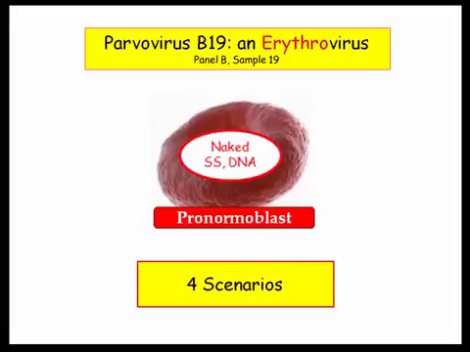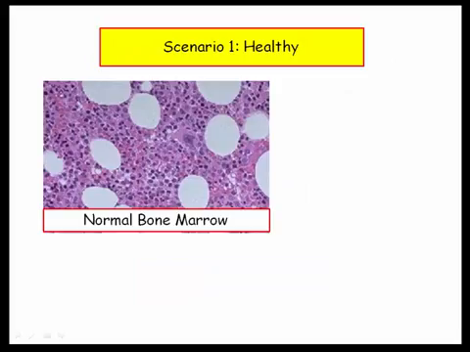So let me start with the hematologic manifestations. There will be 4 specific scenarios. I would quickly highlight the name B19 comes from its original identification. The virus was discovered as a false positive screen on blood samples being tested for hepatitis virus. The false positive was noted in panel B, patient sample 19. B19, that's great stuff. So scenario 1, we have a healthy patient.